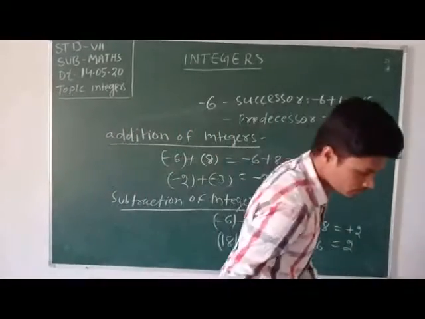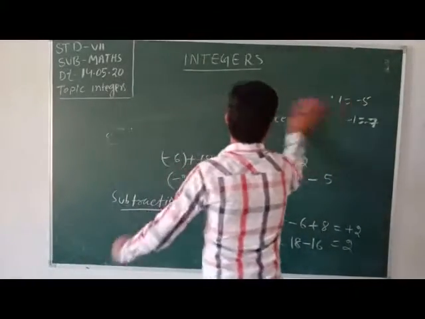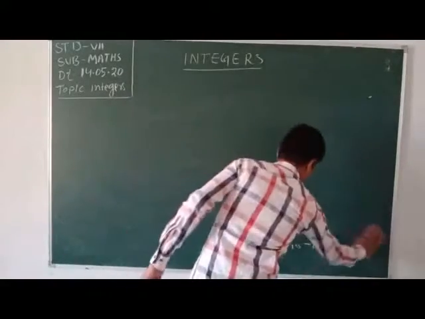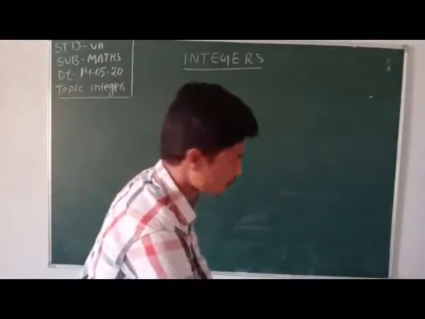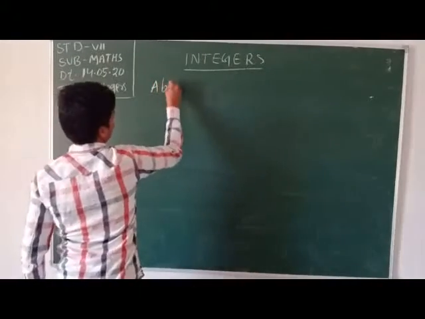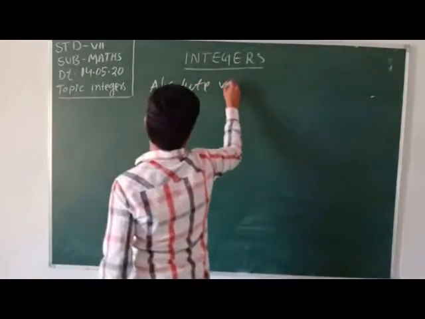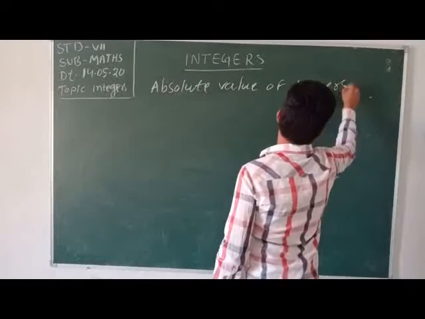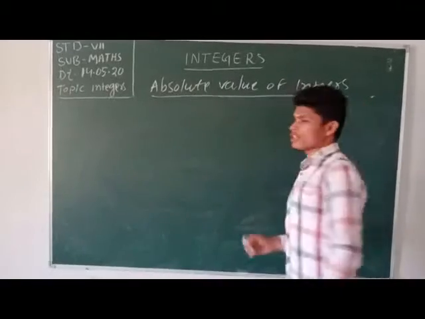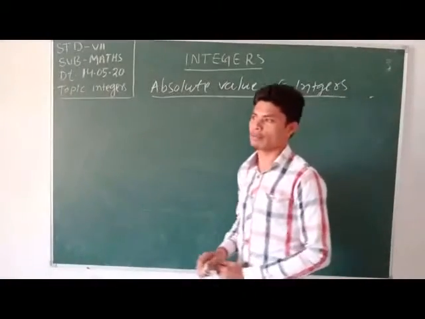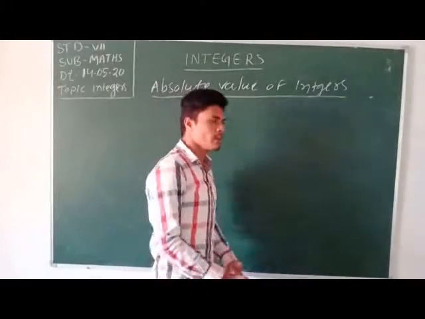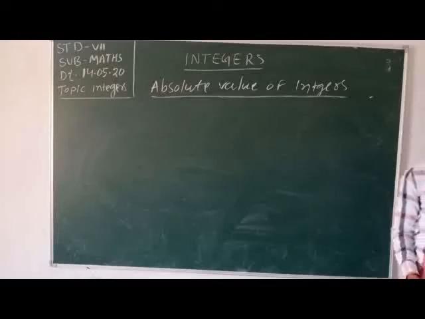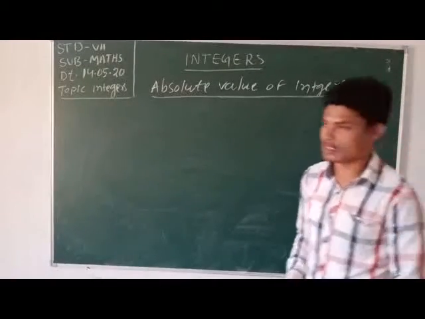Now we know about the absolute value of integers. Let's see the word. What is absolute value? Absolute value of a number is always positive, instead of any number. The absolute value of a positive number means the integer itself.